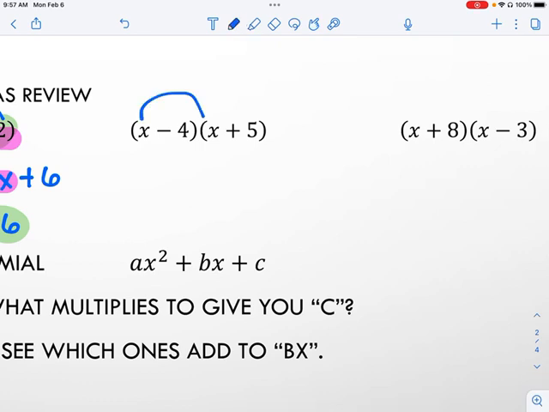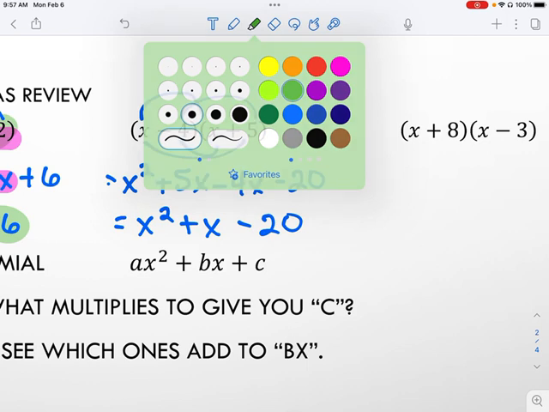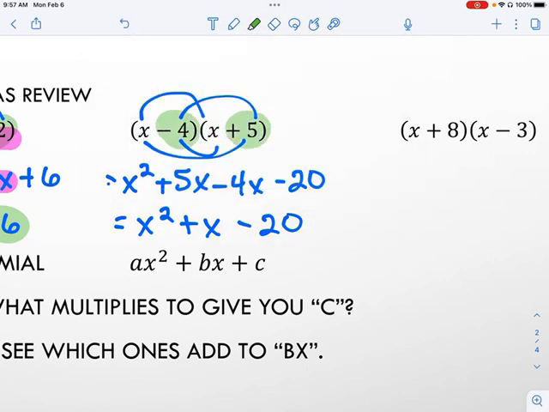So on this, we go first times first, outer, inner, and last. Now, hopefully you notice this one is a little different. And what you're hopefully noticing is, once again, you have your negative 4 and your positive 5. It gave us a negative 20. But this time I have different signs. I have a negative 4 and a positive 5. When I add those together, that's really like subtracting. And the reason that's happening is because my signs are different.